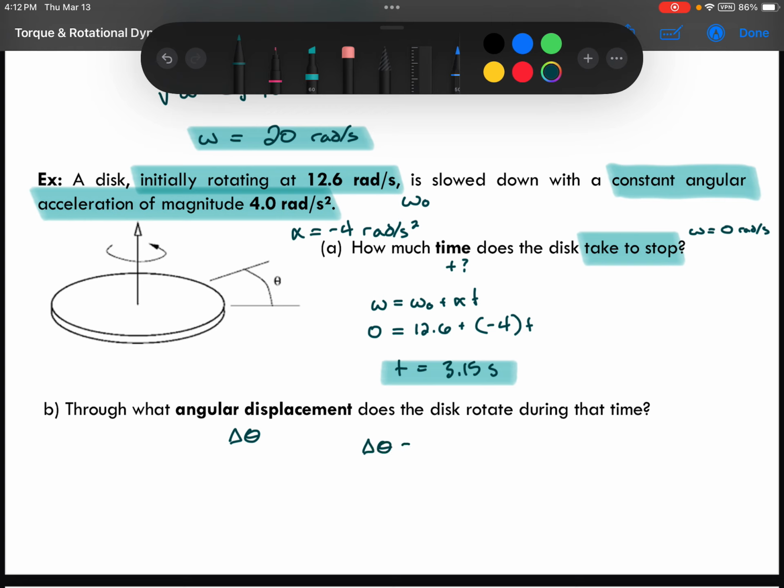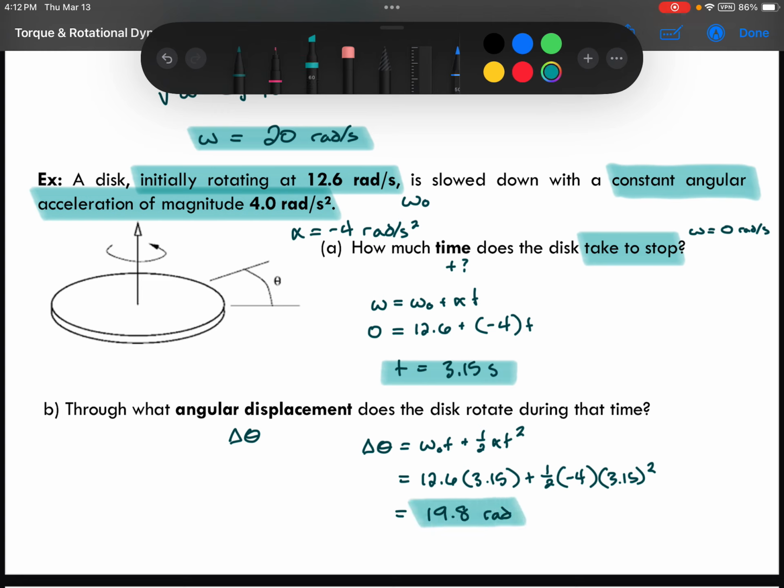So delta theta equals omega naught t plus 1/2 alpha t squared. We're solving for delta theta, so putting in everything we do know, 12.6 times 3.15 plus 1/2 times -4 times 3.15 squared. All right, and then we can just enter that into the calculator, and we end up with 19.8 radians. So over this 3.15 seconds, the angular displacement is 19.8 radians.